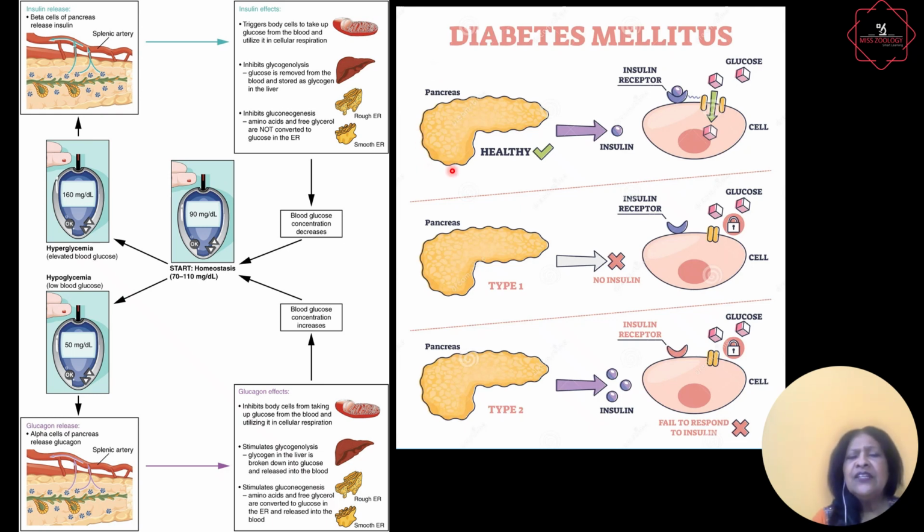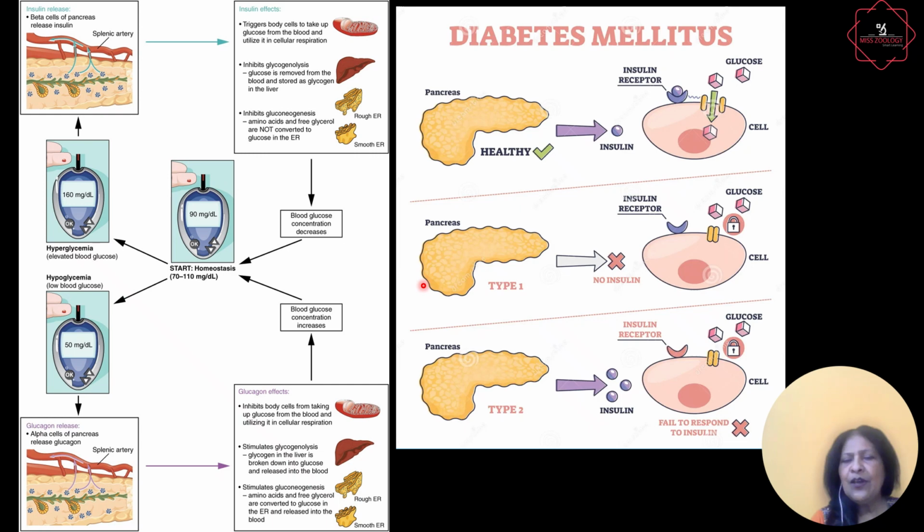Now, the body may try to throw out that excess glucose through the urine, but if it is happening very frequently, indeed it is a case of diabetes mellitus. Now, in what different ways can we really understand that the person is suffering from this disorder? When the pancreas is absolutely healthy, the insulin which is produced will be accepted by the insulin receptors on the cell, and they will be able to utilize the glucose and thus maintain the normal glucose level.